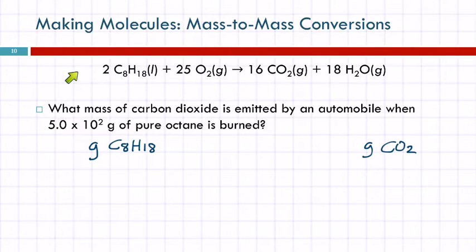I find that the balanced chemical equation is a very helpful thing to organize the information. So here I've got an amount of octane. So under the formula for octane, I'm going to write that: 5.0 times 10 to the 2 grams. And the question is, how many, question mark, grams of CO2?